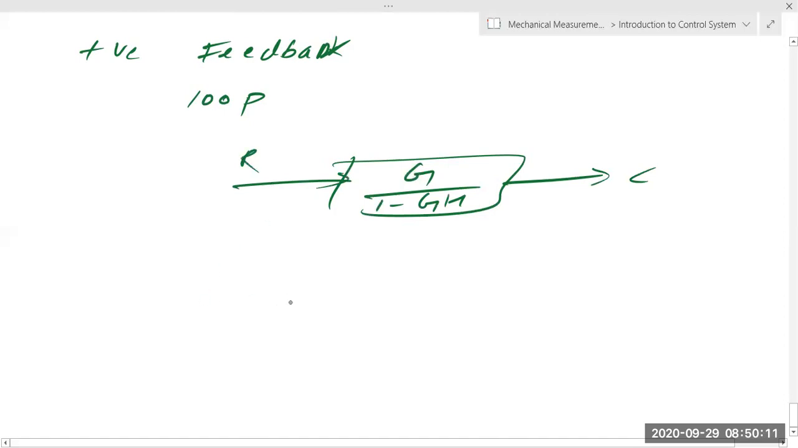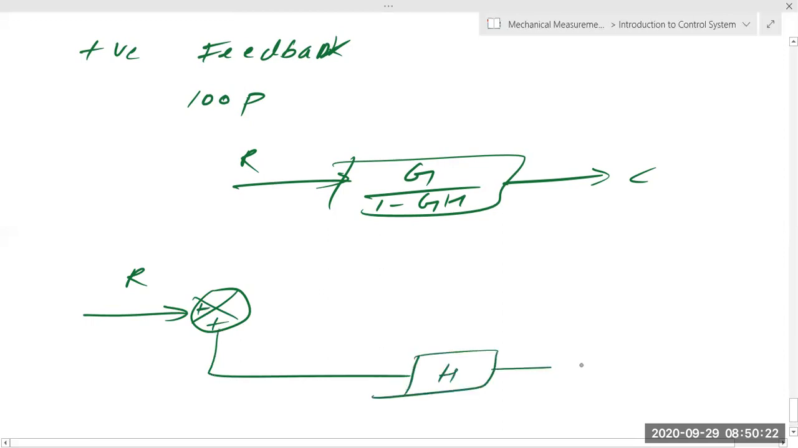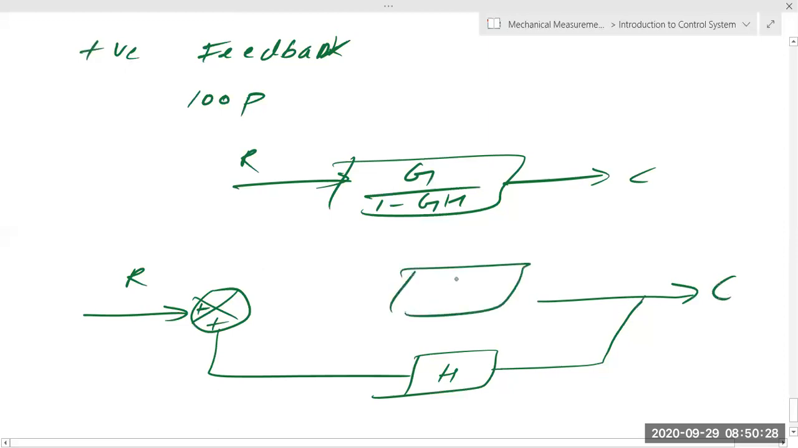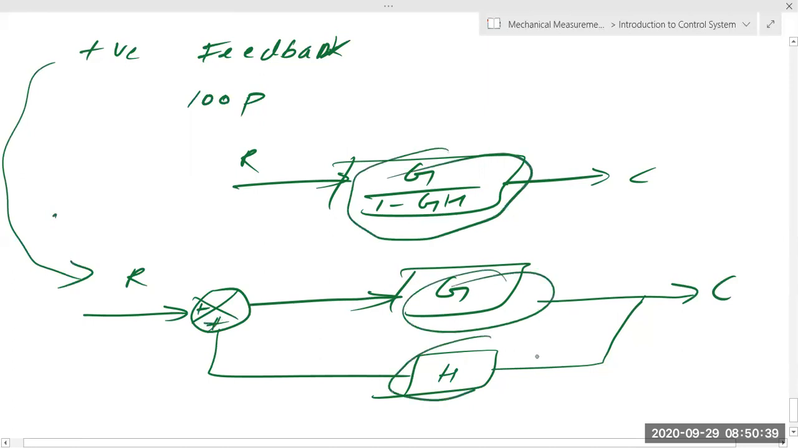If we try to make its diagram, it will be more like this. This will be R, this will be the summation, this will be plus, this will also be plus for positive feedback. This will go to H, this H will be connected to the output C, and there will be a transfer function G. So this is for positive feedback loop. For positive feedback, what is the transfer function? These two will get converted into a single block with a minus.